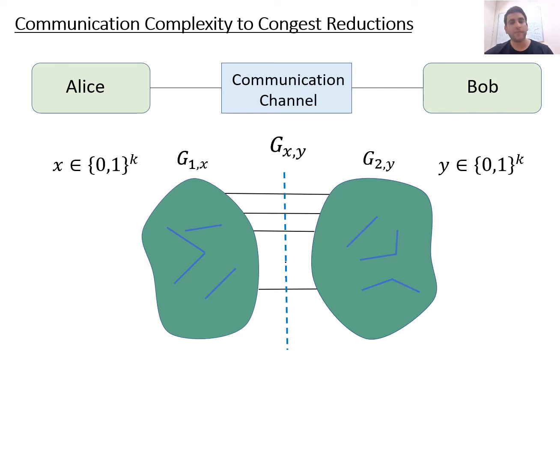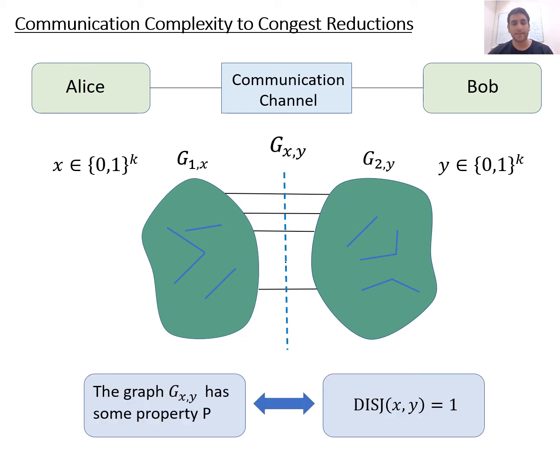And what we want is that the graph G_XY has some property P, and think about P as being, for example, diameter equals 5, if and only if the sets X and Y are disjoint, or the strings X and Y are disjoint. So if we can have this if and only if, then Alice and Bob can solve set disjointness by checking whether G_XY has the property P. And how can they check whether G_XY has the property P?